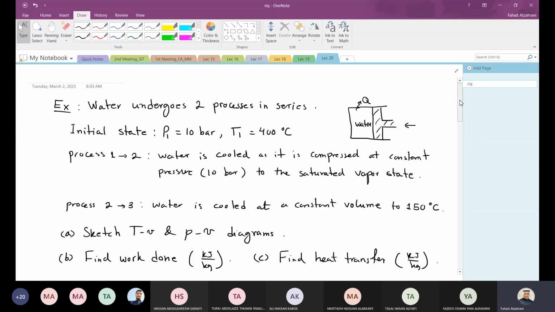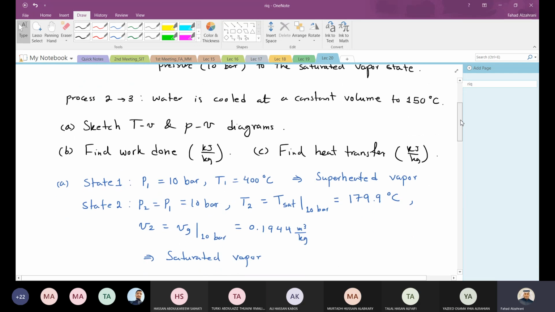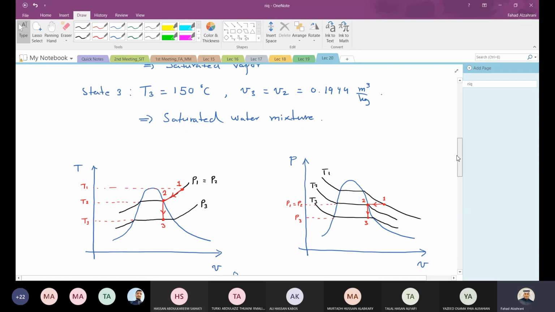Alright? So the question is now, plot the TV and PV diagrams, evaluate the work done in kilojoule per kilogram, and evaluate the heat transfer in kilojoule per kilogram. Okay? So this is the question. Last time we started with part A, Shabab, and we said in order to plot the TV and PV diagrams, you need to know exactly each state, what is the phase, what are the properties at this state. Okay, so basically you need to define the phase of each state, and how can you do that?